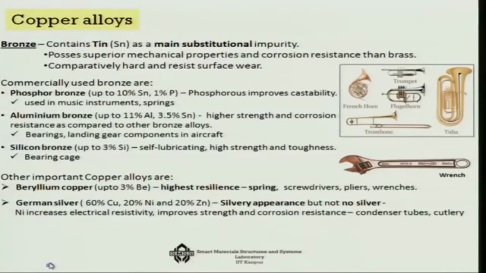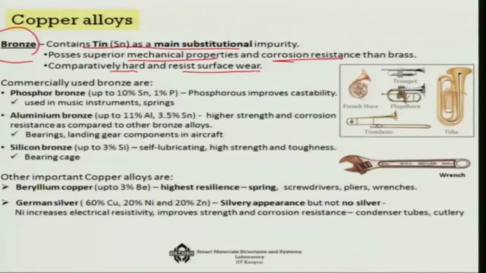There is of course a very important variation of copper alloy which is bronze. An entire part of the civilization we categorize as the Bronze Age, right. And in it, instead of zinc, tin is the main substitutional impurity. Now, this also gives a better mechanical property as well as better corrosion resistance than brass, but it is comparatively hard and it resists the surface wear.